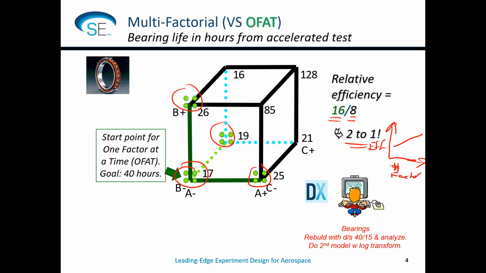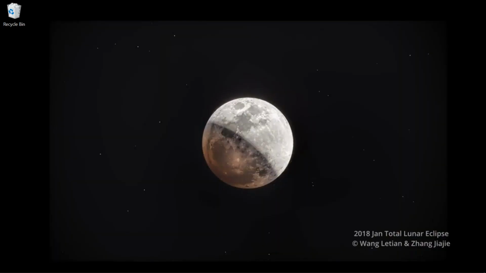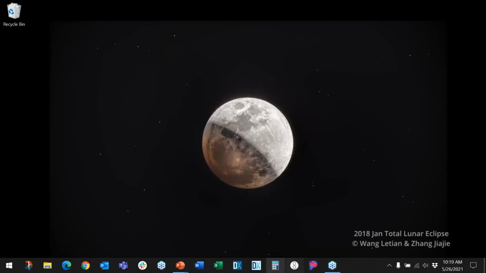So let's go ahead and take a look at the tool, which is Design Expert, that Stat-Ease is the developer and publisher of. And I'm going to pull that up.